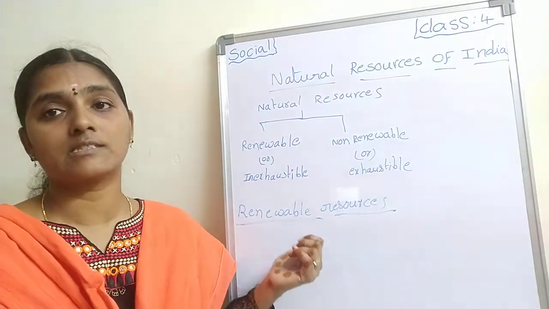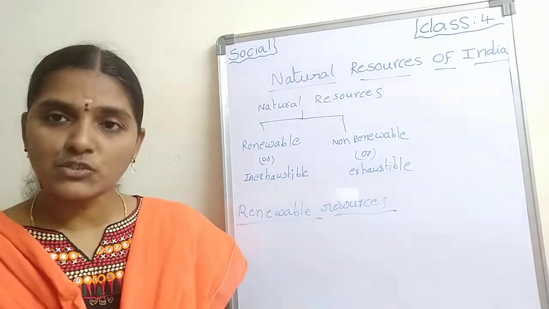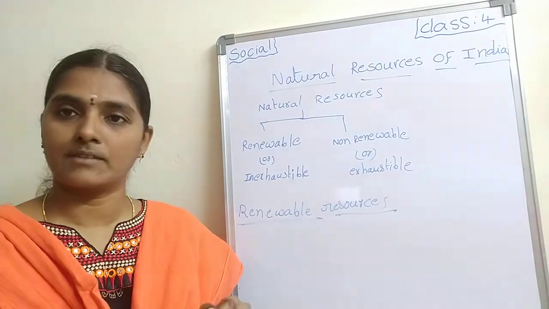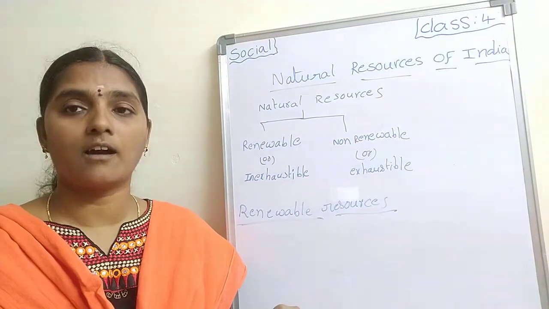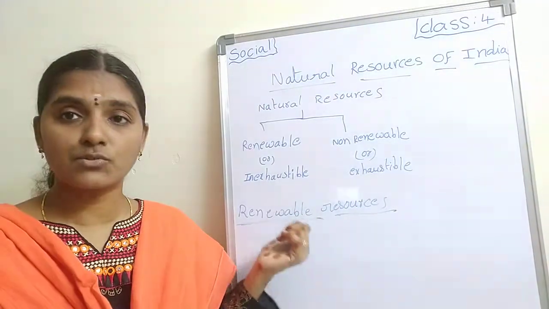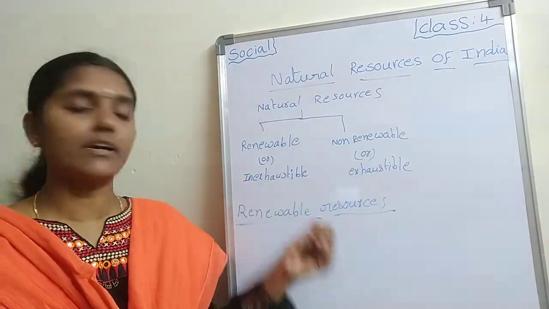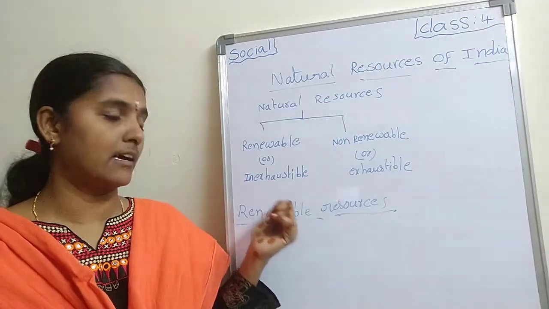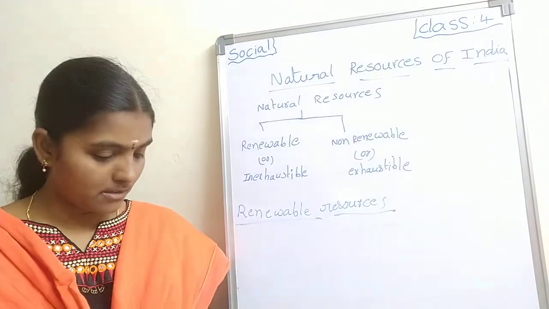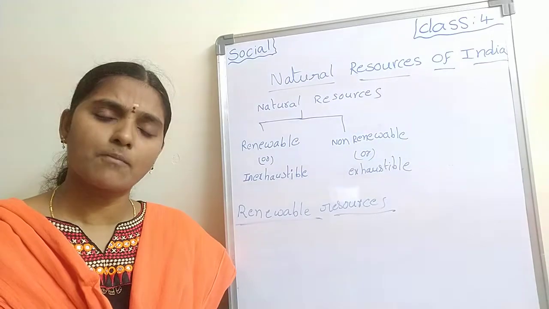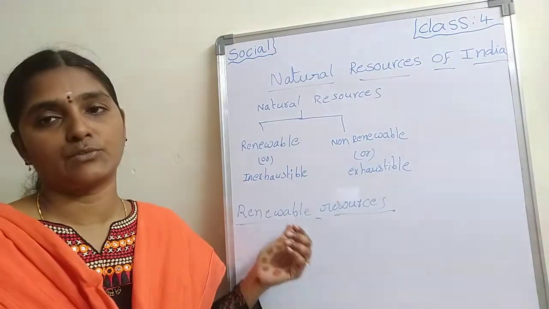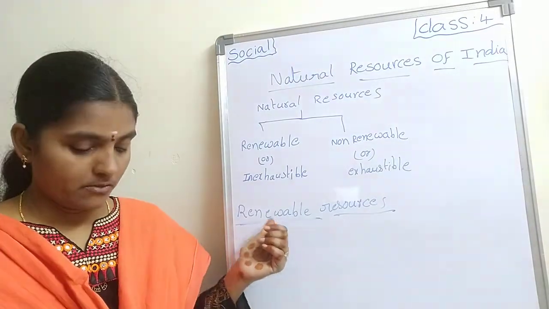Once again, renewable resource means can be replaced quickly. Natural resources that can be replaced and reused by nature are termed renewable. Understood? Renewable resources are the resources that never get used up as they are abundantly available in nature. Air, sunlight, water, and soil are some natural resources that will never get used up.